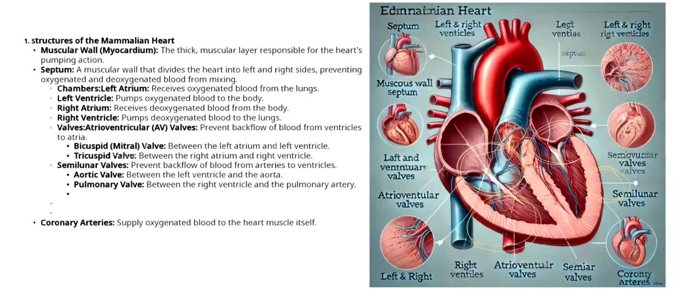Moreover, some valves are present in the aorta. As you see, the largest artery, the aorta, supplies oxygenated blood to the whole body. Semilunar valves are present in the aorta and the pulmonary artery, here and here.